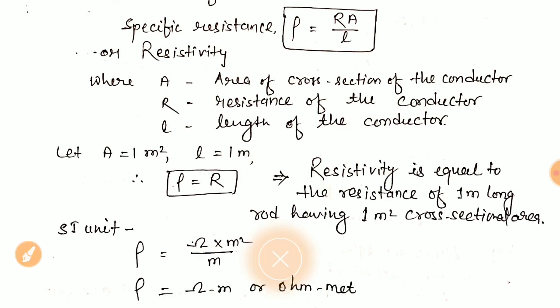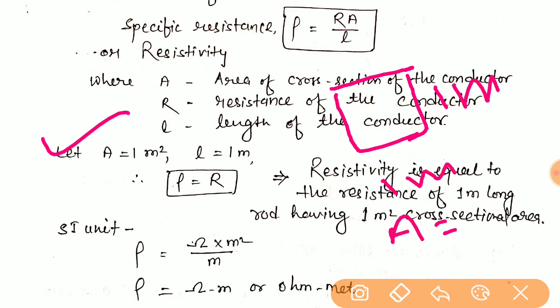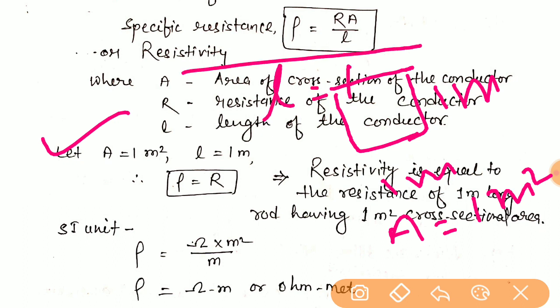Suppose any conductor has a cross section where the length and breadth are all 1 meter. Then we find area equals 1 meter square. So if the area of cross section is 1 meter square and suppose its length is 1 meter, in this case we get rho equal to R.